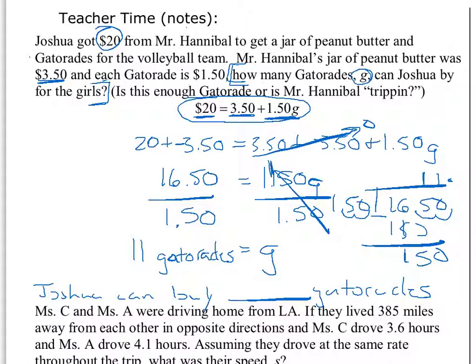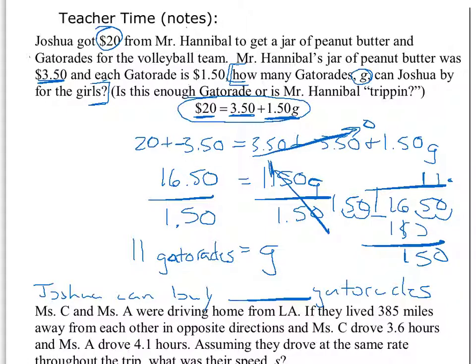is it gives us context. This is where your reading is going to come in handy for you, and some of your understanding. When I look at this, I want to think to myself, is this answer reasonable? Okay, Joshua was given $20. He's able to purchase 11 Gatorades. That makes sense. If we had gotten this, Joshua was given $20. He was able to purchase 110 Gatorades. Okay, that doesn't make sense.